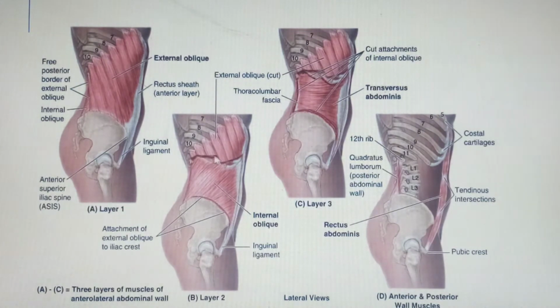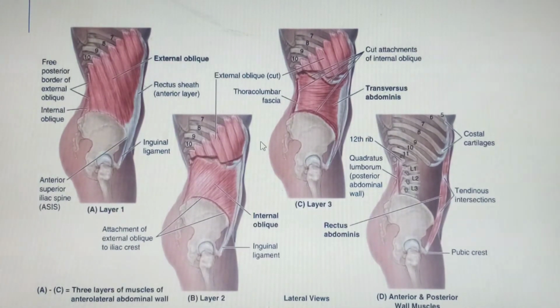Now remember, internal oblique will also be supplied by L1. Okay, get to know that. But external oblique is not supplied by L1. Please get to know that. There will be a question which you have to look at. Okay, so these are it.